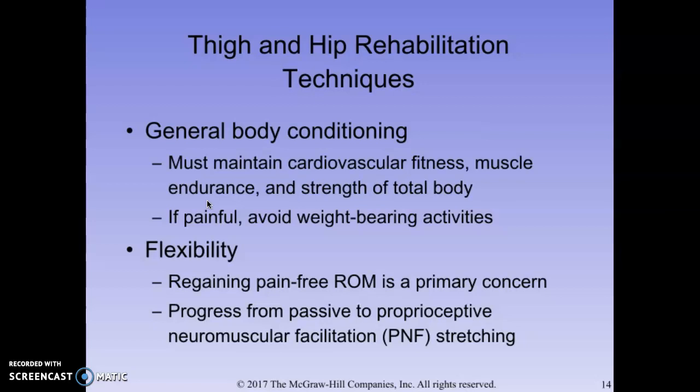So we'll start some of the rehab techniques here, and then I'll finish it up in the next video. But of course, just like any other injury, we want to think about general body conditioning. Now that we're getting into lower extremity injuries, it can be more difficult to keep their general body conditioning. If they have a pelvic injury, you might not be able to get them on a bike. You might not be able to have them run. You might not be able to do a lot of things. So this is where being creative is really helpful as an athletic trainer.